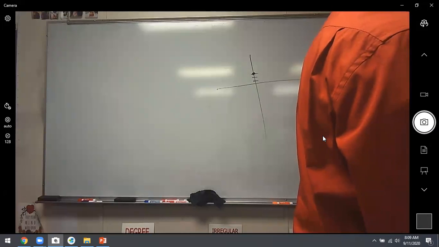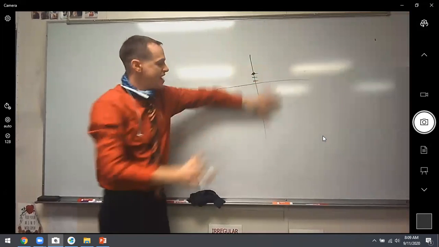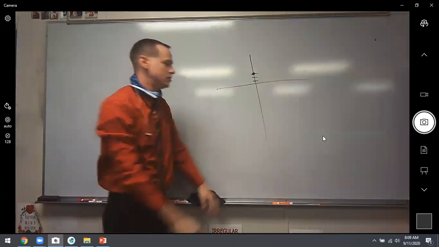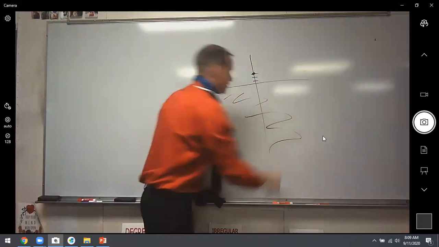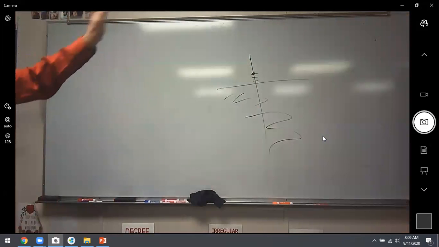Positive for all values of x. So for any x value, it's going to be above the axis. We're never going to go down here. Okay, mental note. You don't have to do that, but I'm going to make a note to myself. I'm going to cross that out. We're never going down there.